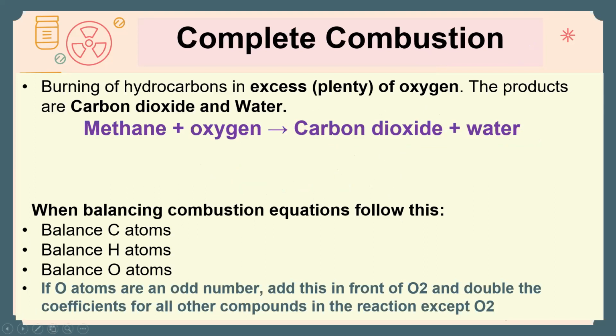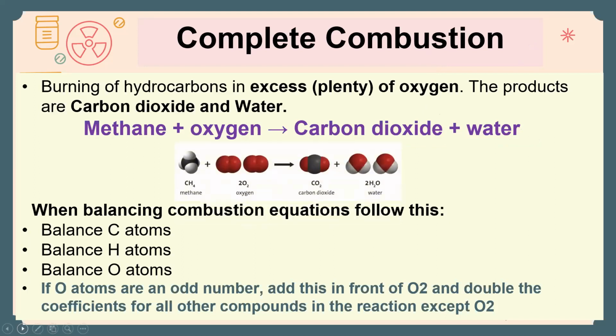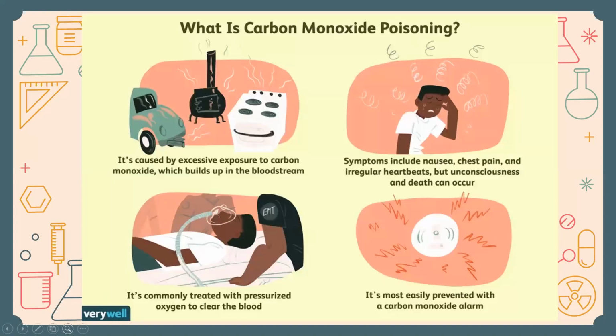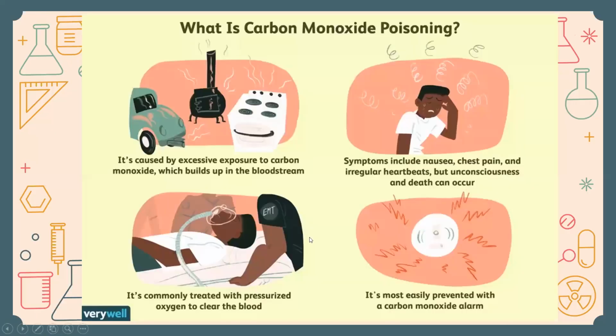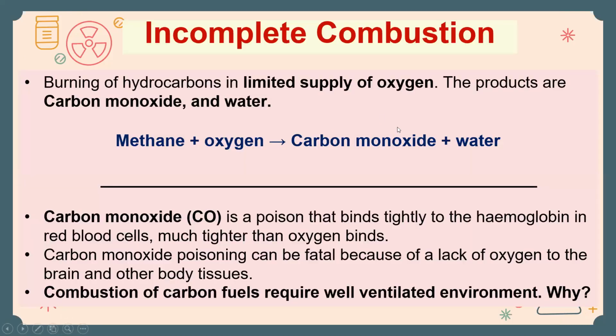Now, the opposite of complete combustion is incomplete combustion, and that's just the chemical representation, the formula for that. Now, incomplete combustion is what we see in carbon monoxide poisoning. When we're talking about incomplete combustion, we don't need a lot of oxygen for this to occur. We need a limited supply of oxygen.